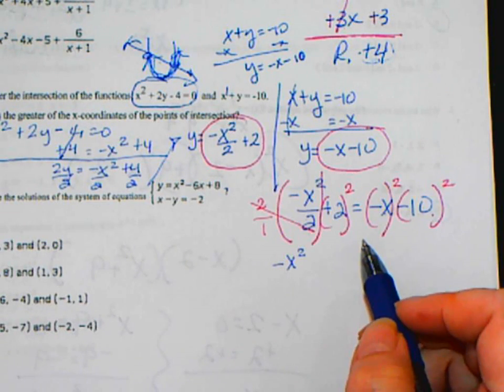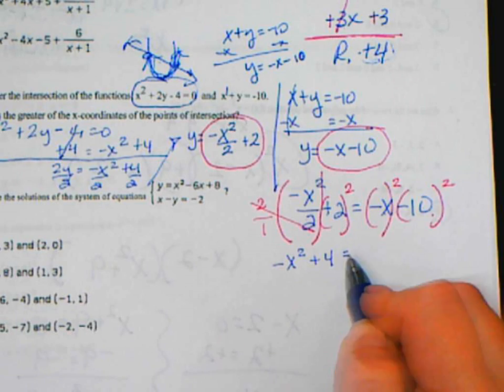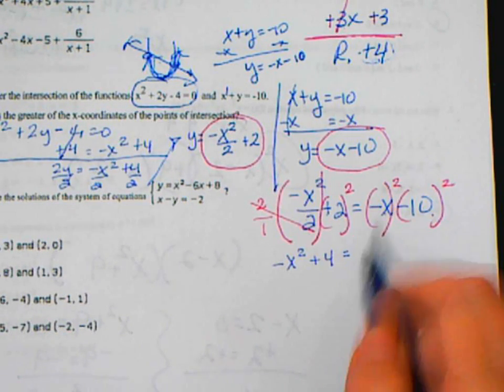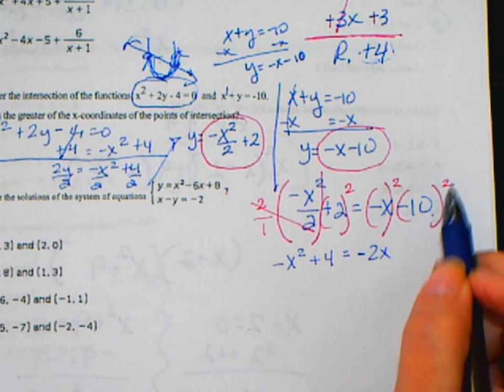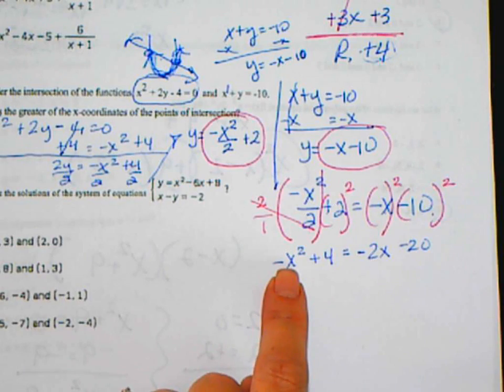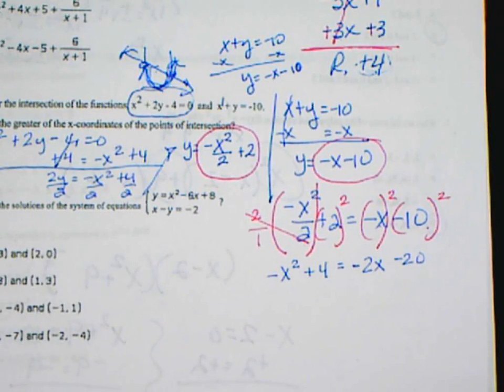I know this is a mess. 2 times positive 2 is positive 4, equals 2 times negative x, which is negative 2x. 2 times negative 10 is negative 20. If I combine like terms, I'm going to have a quadratic term, a constant, and a linear term. So it's not like I can just solve for x real easy. So I'm going to try to get everything on one side of the equation, set it equal to 0, factor it, and then solve it.